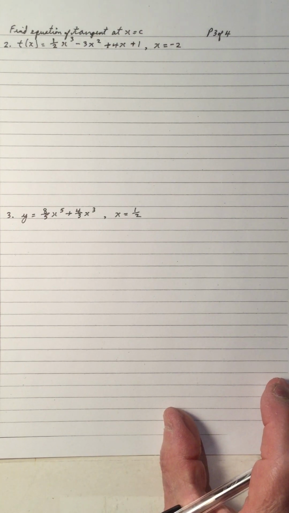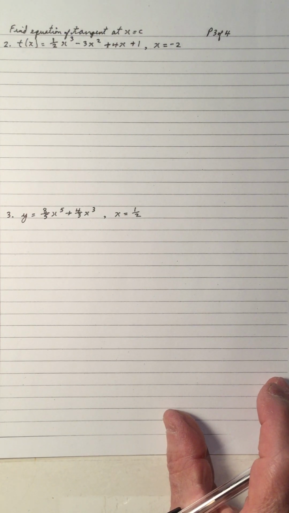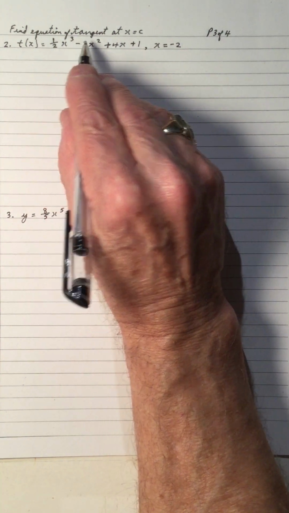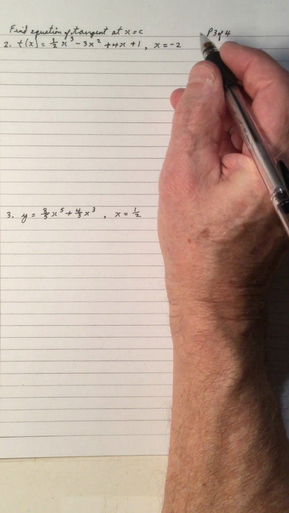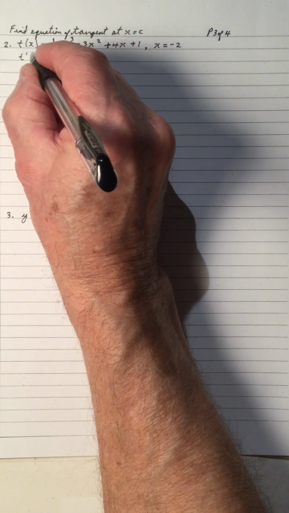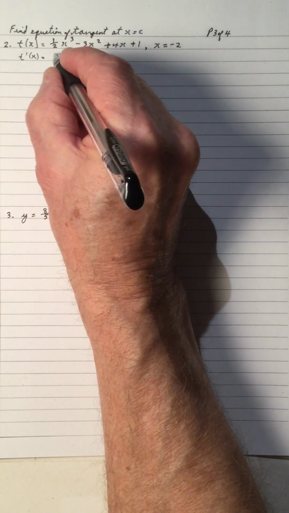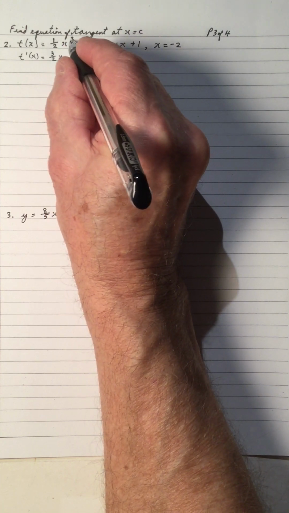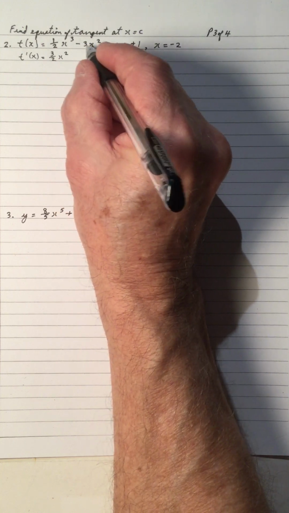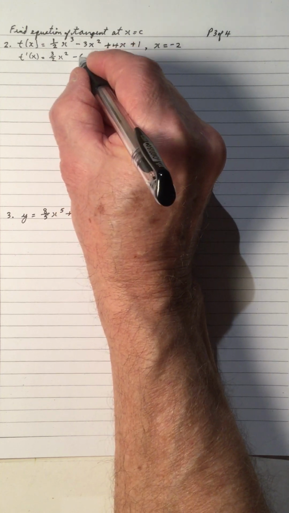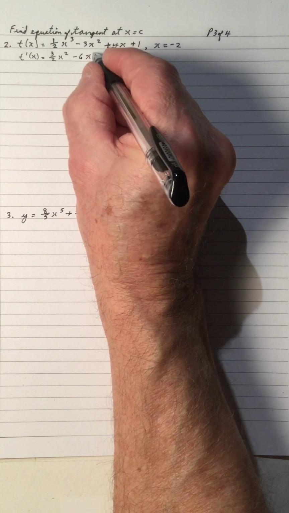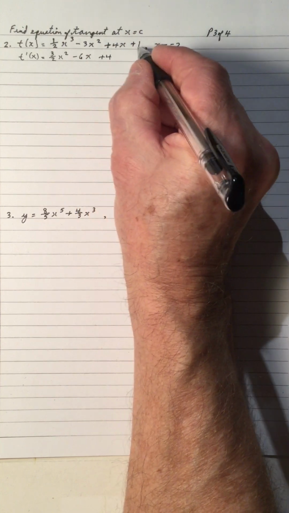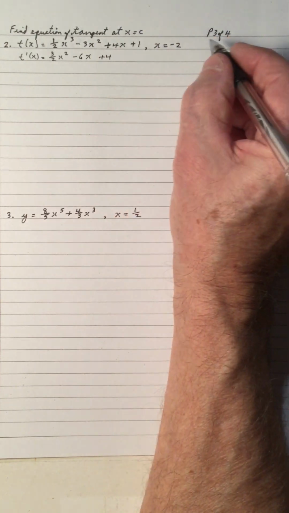Again, don't forget to pause the video and work these out before I do to see if everything is going okay. Find the equation of the tangent at x equals c. Again, we do the derivative. 3 times a half is 3 over 2. The 3 becomes a 2, goes down by 1. Negative 3 times 2 is negative 6, and the 2 goes to a 1. And this is linear, so the slope is the 4, and the derivative of a constant is 0.